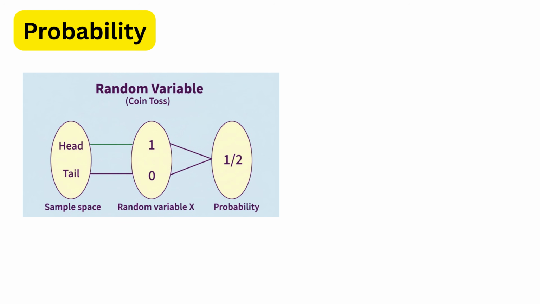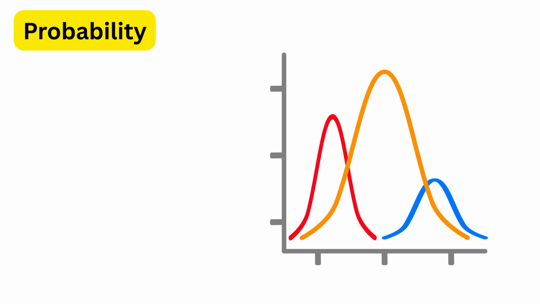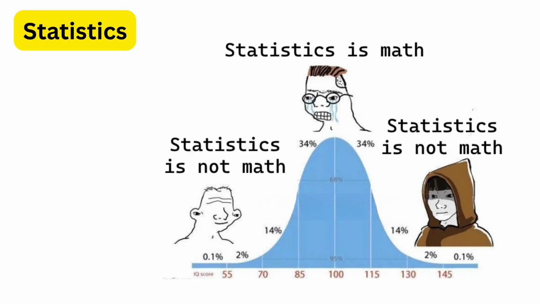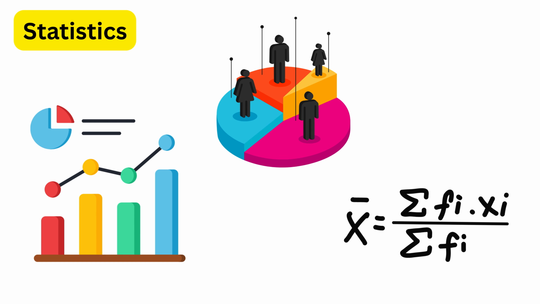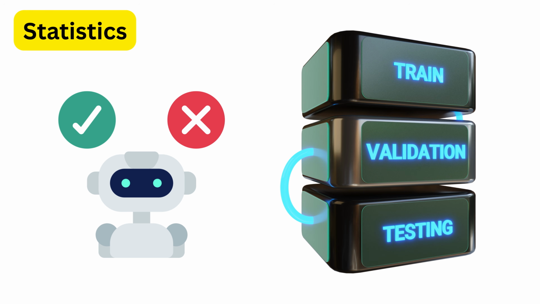Then we need random variables, PDFs and CDFs. Lastly, we need different types of distributions like normal, Poisson, Bernoulli, binomial, etc., to help model different kinds of data. Right after probability, we need statistics. Statistics is the science of collecting, analyzing, interpreting, and presenting data. It provides the foundation for understanding patterns and making inferences from data, which is crucial for machine learning algorithms.